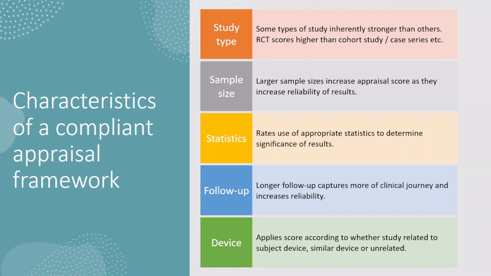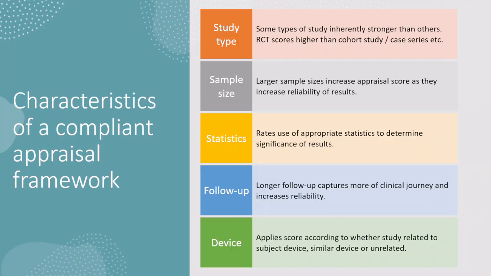And then it's important to consider the devices that are used within studies. So if it's the subject device itself, then you would expect it to have the highest score. If it's an equivalent device, perhaps a slightly lower score. Similar devices, lower still, or unrelated, lower score. So you can combine all of these factors together to produce a framework.